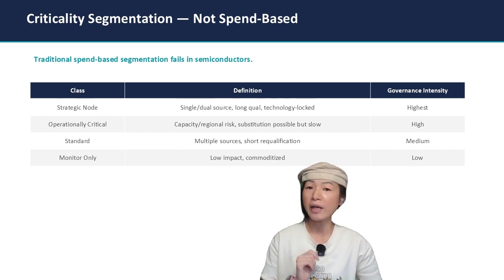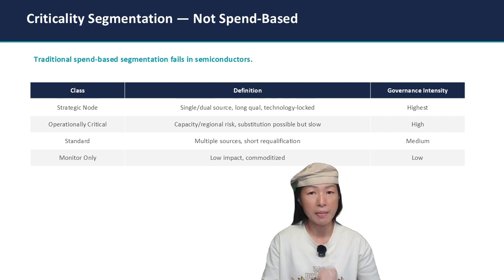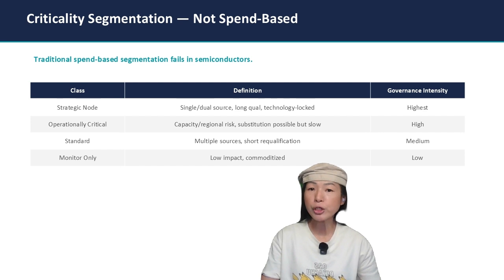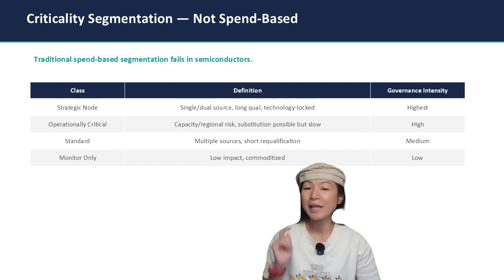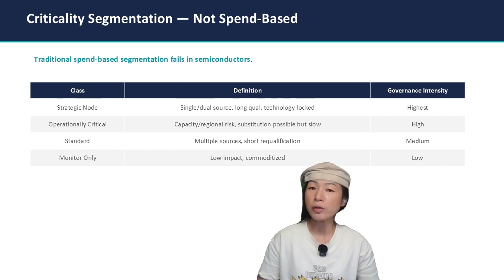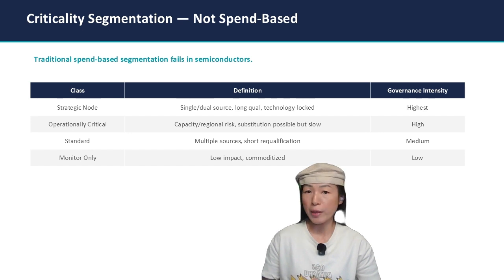Strategic nodes are your highest risk suppliers, single or dual source, locked in by technology with qualification cycles measured in months or years. Operationally critical suppliers have regional or capacity risk but can be substituted. Standard suppliers have multiple sources and short requalification. Monitor only those that are commoditized and low impact. This 4-tier model ensures governance resources are concentrated where they matter most.